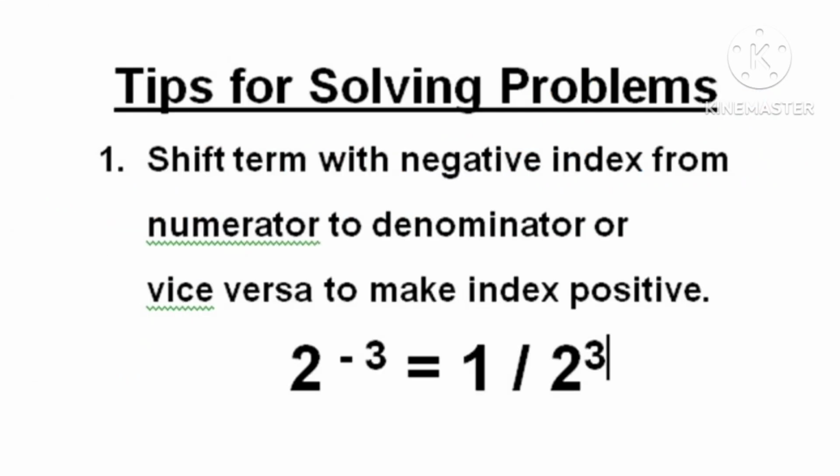While dealing with indices, you should remember that index indicates how many times base is multiplied. If you keep this point in your mind, then it will be very easy to remember or verify any law of indices. While solving problem on indices, 1. Shift term with negative index from numerator to denominator or vice versa to make index positive. For example, 2 raised to minus 3 to be written as 1 upon 2 raised to 3.